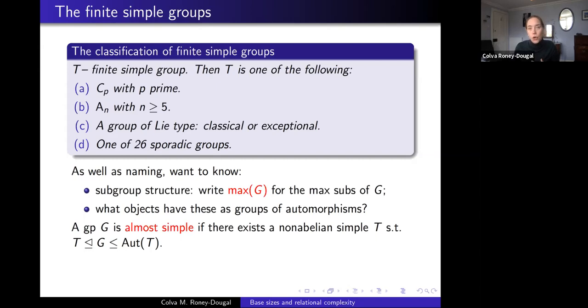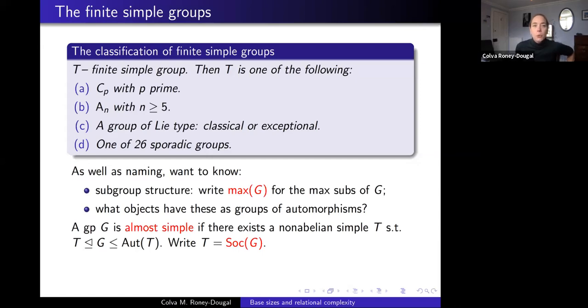And it's non-obvious, depends on the classification theorem, that actually the gap between T and Aut T is quite small. So there's not very many possibilities there between T and Aut T. So we've got this smallish number of possible ways of extending T to give us something called an almost simple group. And we write soc G, called the socle of G, for that big chunky simple group sitting inside G. Well, why almost simple?